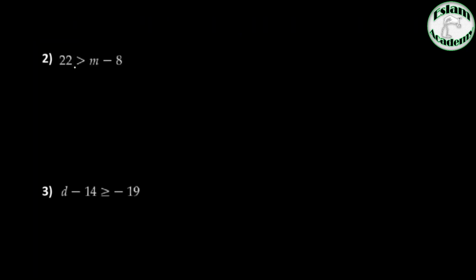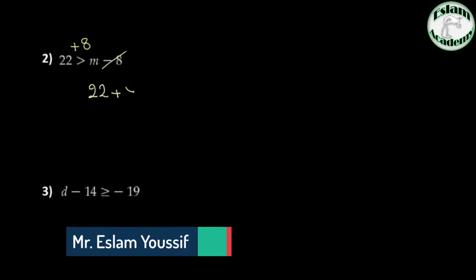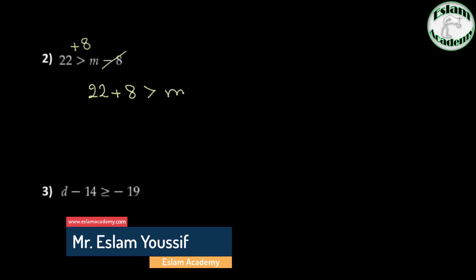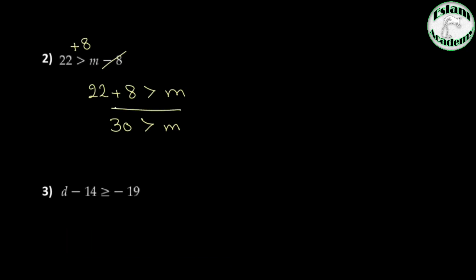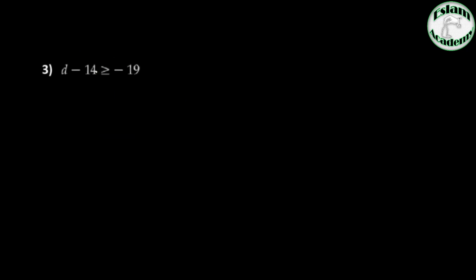Number 2. 22 is more than m minus 8. By the same way, because we have minus 8, we'll add 8. So the inequality now will be 22 plus 8 is more than m. 22 plus 8 equals 30, more than m. So the solution now will be 30 is more than m, or we can say that m is less than 30.